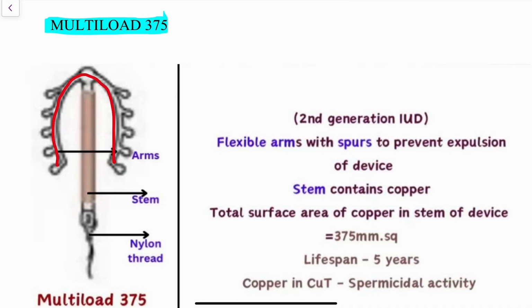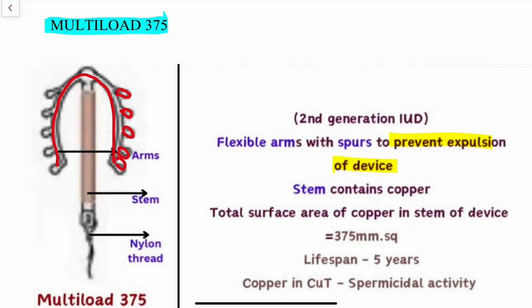Multi-load 375 has very flexible arms, and these flexible arms are provided with spurs. As you can see here, these are the spurs present on the flexible arms, and the major purpose of these spurs is to prevent the expulsion of the device. Once it is put inside the uterine cavity, you have to ensure that it is fitted properly, and these spurs are going to prevent the expulsion of the multi-load 375 device, right?